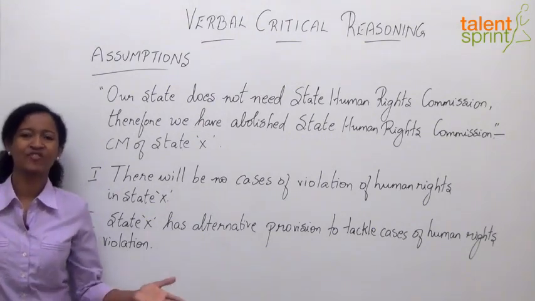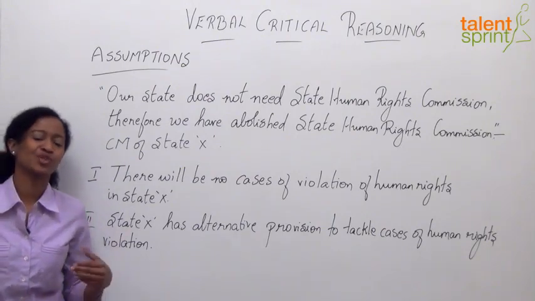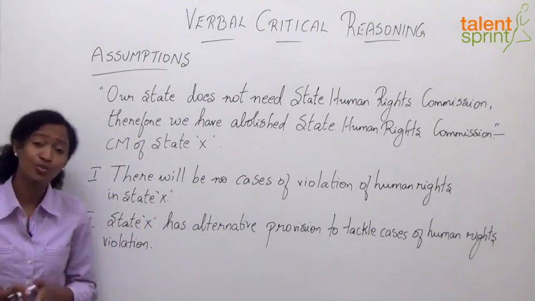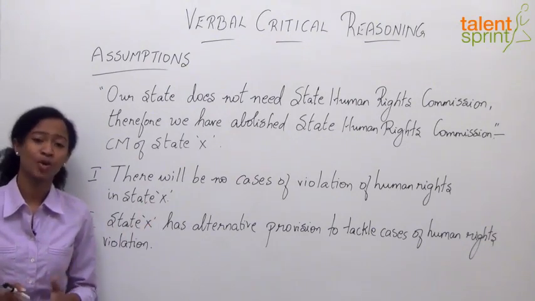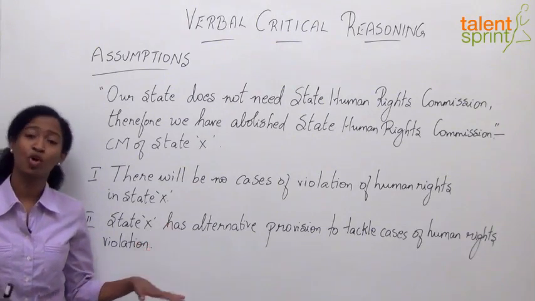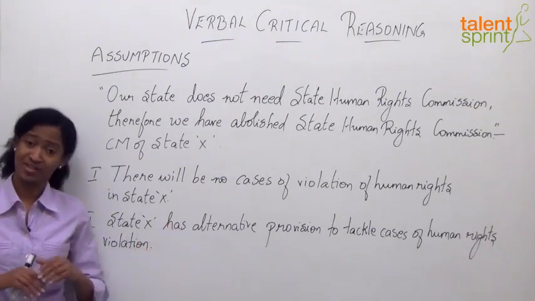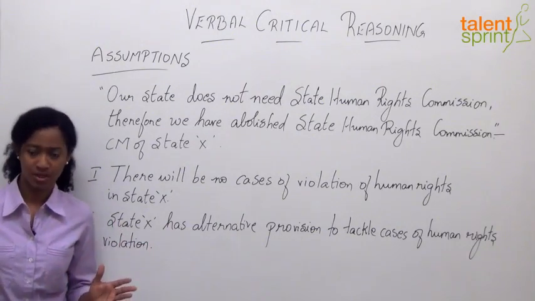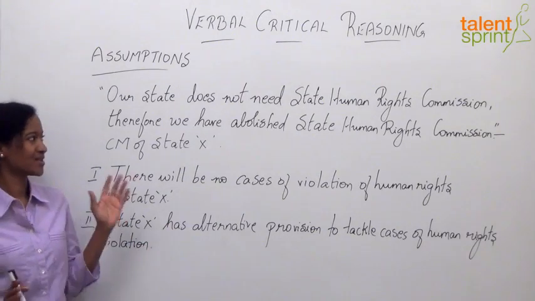So we are left with 5 options. Are we saying only assumption 1 is understood from the statement, or only assumption 2 is understood? That's second option. Option 3 is either assumption 1 or 2 is understood. Option 4 is neither assumption 1 nor 2 is understood. Option 5 is both assumptions are understood from the statement.